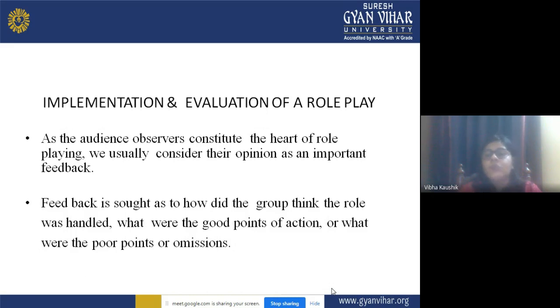Implementation and evaluation of a role play as the audience observes constitute the heart of role play. We usually consider their opinion as important feedback. Now, the important thing is the feedback which the role play has got from the audience. Feedback is sought as to how the group thought the role was handled, what the good points of action were, what the poor points of omission were, what good things they should consider, and what the weak points were which should be omitted by them.